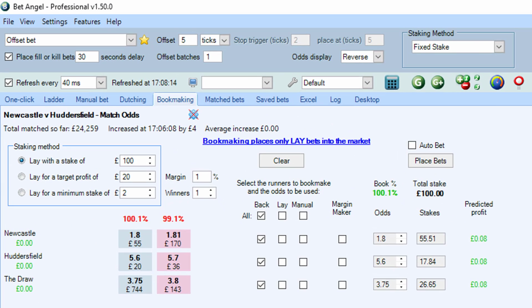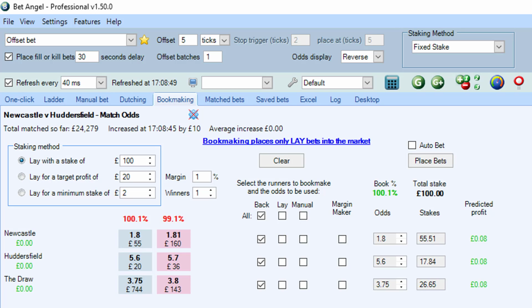So let me show you a practical example of this. If you go into BetAngel, fire up the bookmaking tab, and I've chosen a market here at the weekend, Newcastle v Huddersfield. You can see the market is super efficient here. It's priced at 100.1. That means if you're backing into this market, you're only losing 0.1% to the other side of the book. Traditionally a bookmaker, but in this market, the layers on the other side of the market. You can see it's super efficient. There's almost no edge to a layer in this particular market at these particular odds.